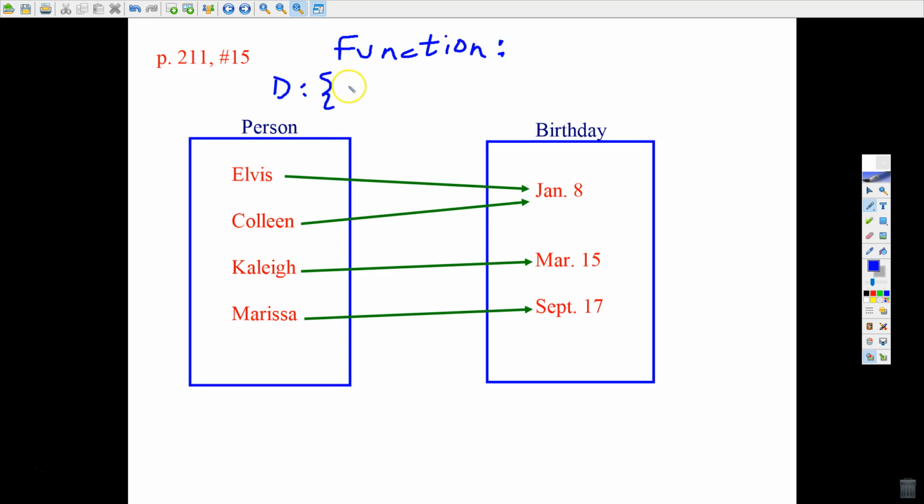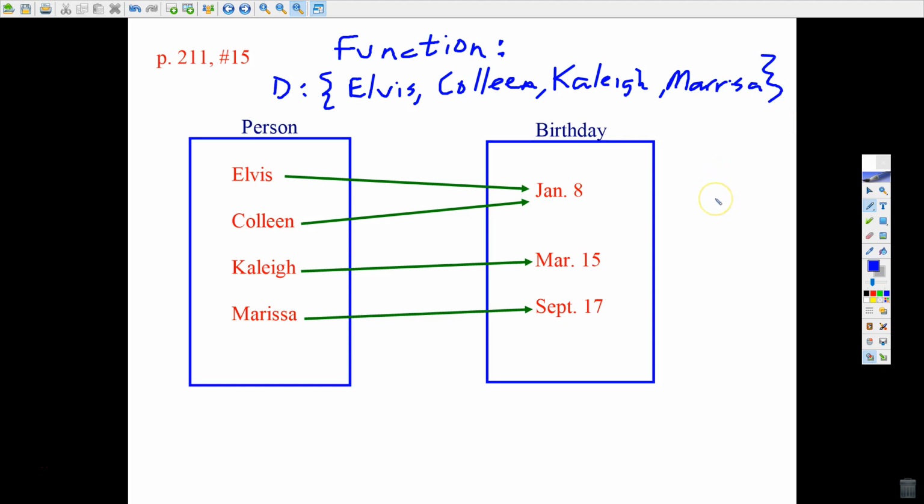The domain will be Elvis, Colleen, Kaylee, Marissa. And then the range will be their birthdays. January the 8th. Now, I do have a repeat in the range, but that is okay.